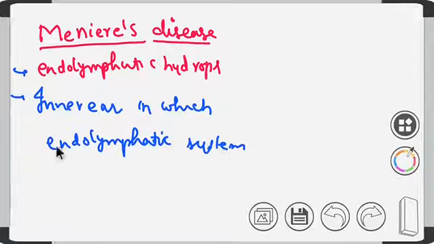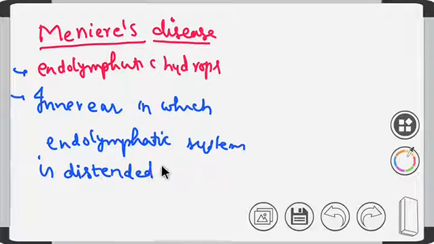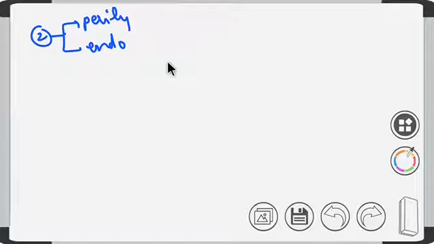system is distended with endolymph. Let's understand this. Here in the inner ear we have two fluids. They are perilymph and endolymph. Clear? In this disorder, what is happening is there is excess endolymph.